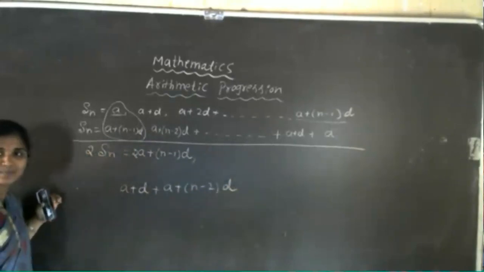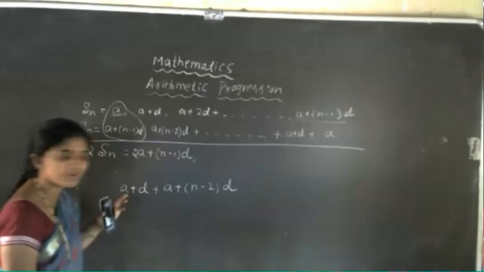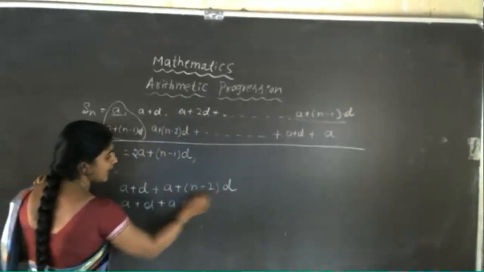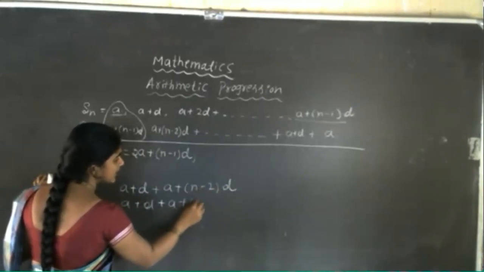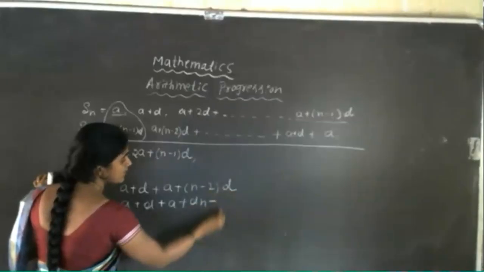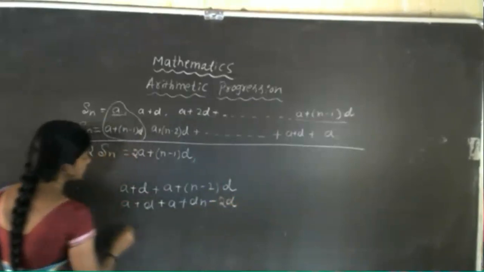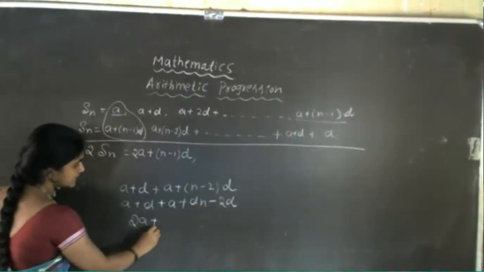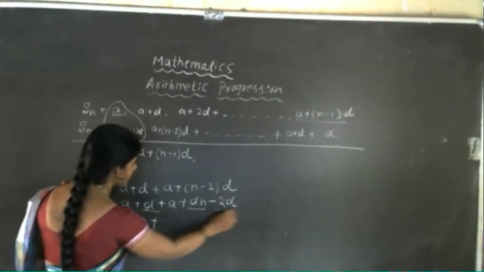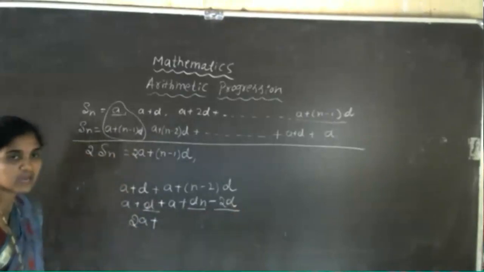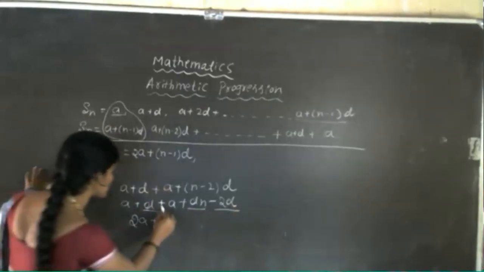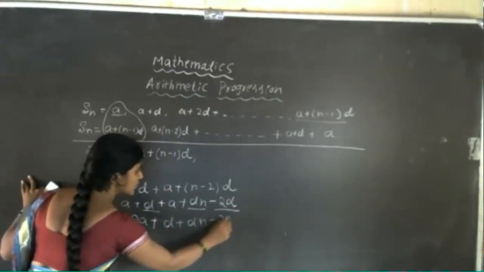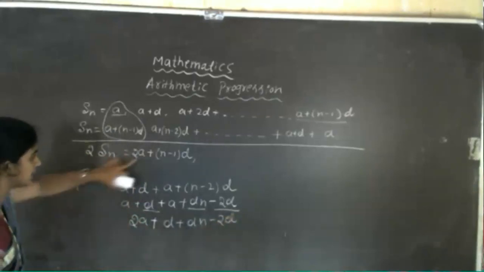So you just simplify this one. A plus D plus A plus, here we have to remove this bracket. D into n is Dn, then D into minus 2 is minus 2D. So that is A plus A is 2A, plus D plus Dn minus 2D. Okay, so here you just observe, can we get this type of expression? Yes, of course we'll get. So we'll list out D plus Dn minus 2D on one side, and then we got 2A.